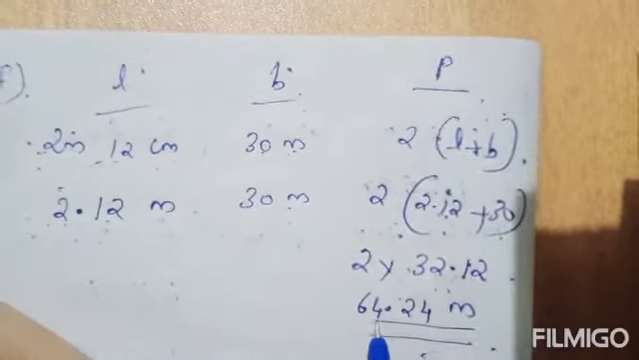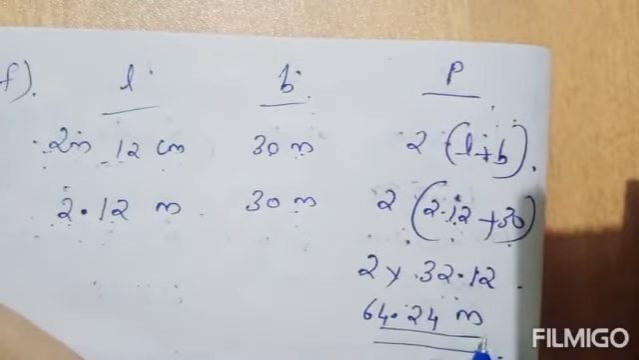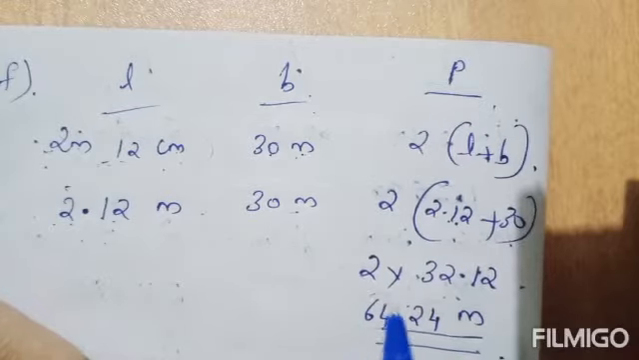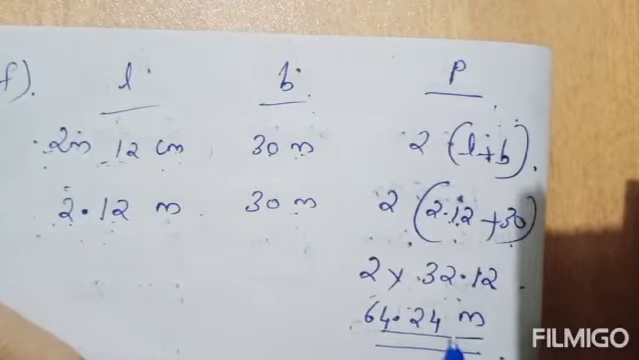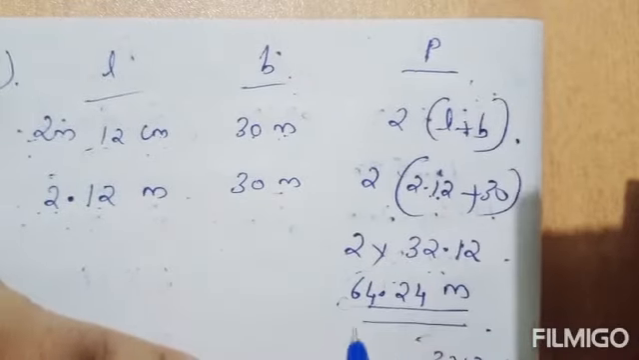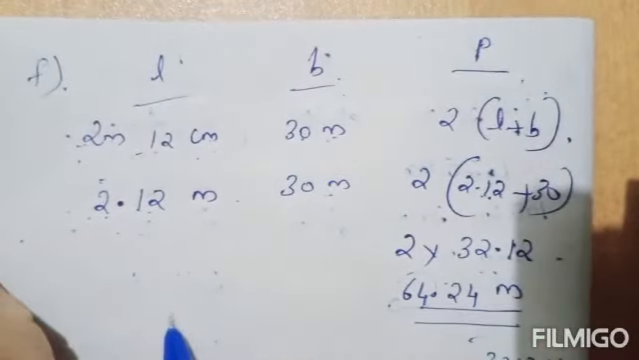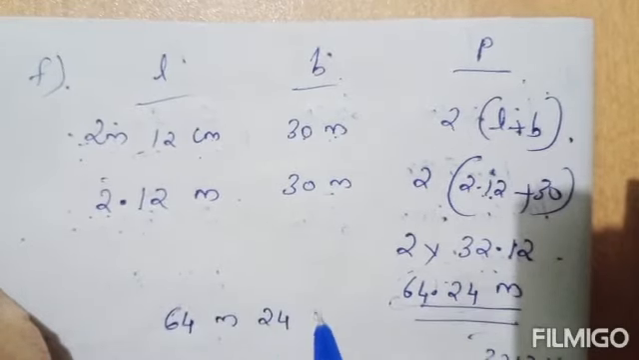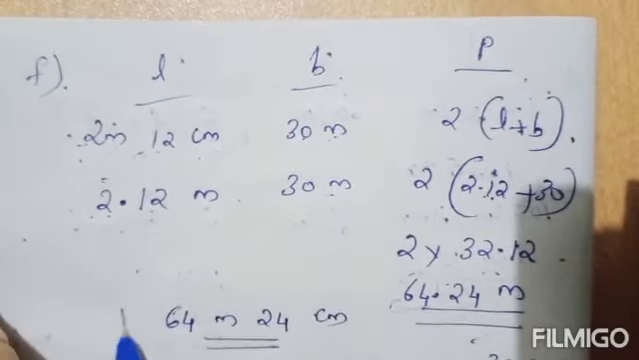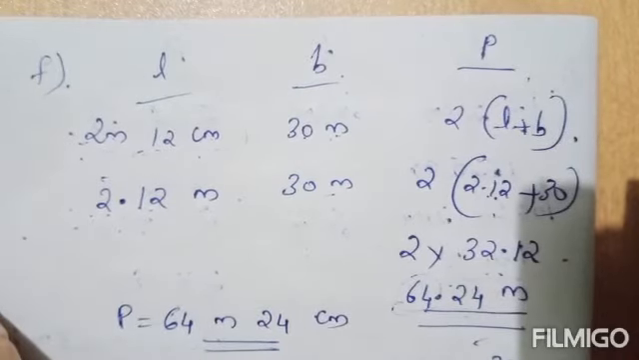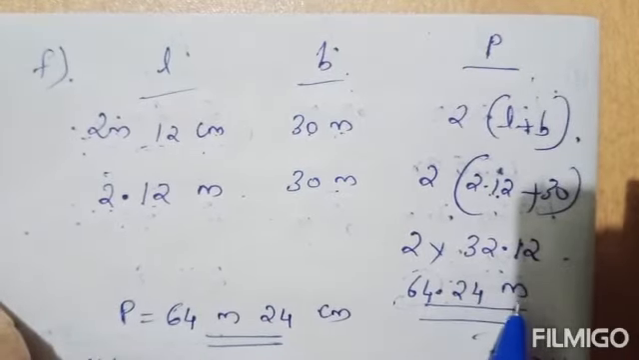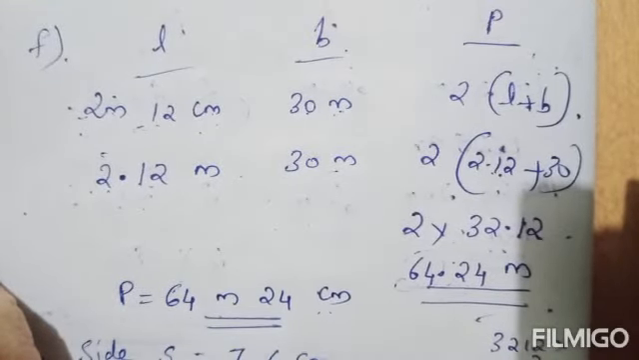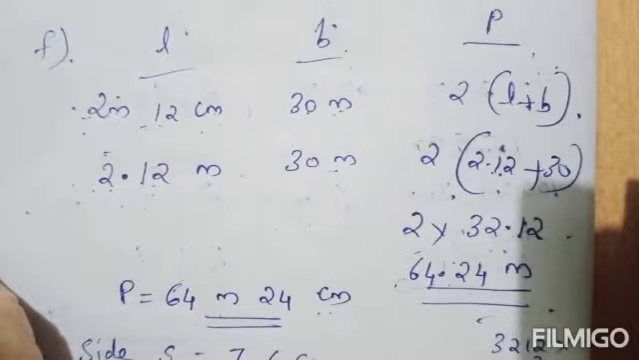Now if you are writing the 64.24 meter in meter and centimeter, what you will get? It is 64 meter and 24 centimeter. Okay, so you can write the answer in that way also. This will be the perimeter. Okay, 64.24 meter. In meter and centimeter, it is 64 meter, 24 centimeter.